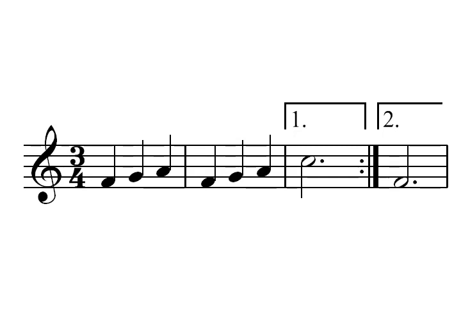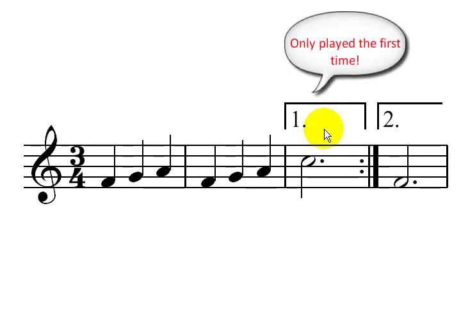So let's go over this for a moment. This is the first ending. Here we have this bracket here with lines going down and one across, and the number 1 with a dot after it, meaning that this is the first ending. The first ending is only played the first time.